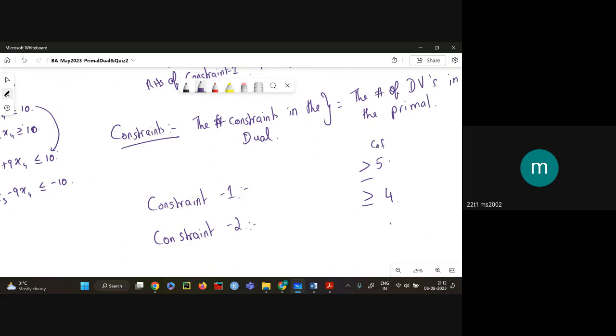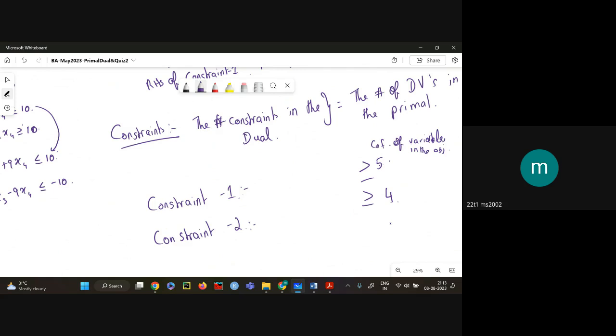The coefficients of variables in the objective function of the primal become the RHS for my constraint. So this was the coefficient for the first variable x1, and this was the coefficient for the second variable x2. So I will put 5 and 4. Okay? Yes, sir, I will tell you why the greater than or equal to in a minute.